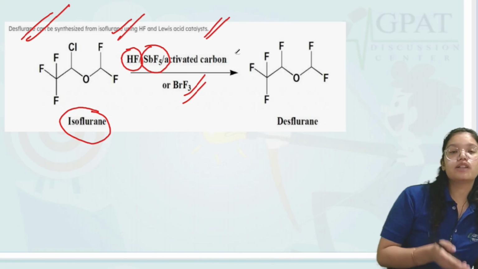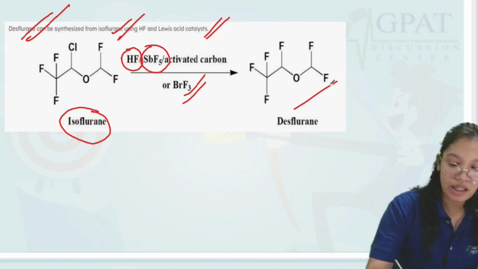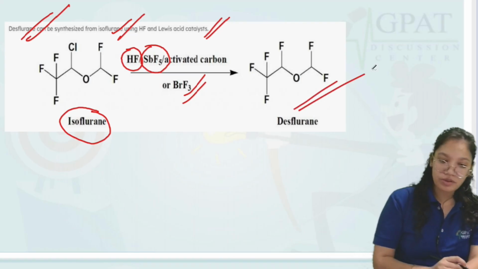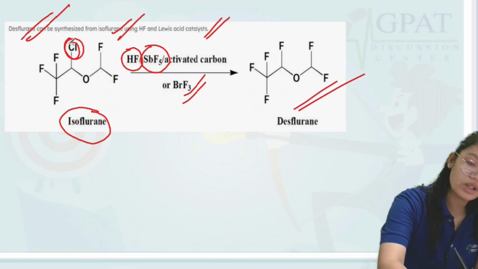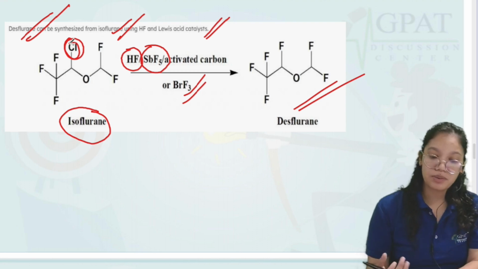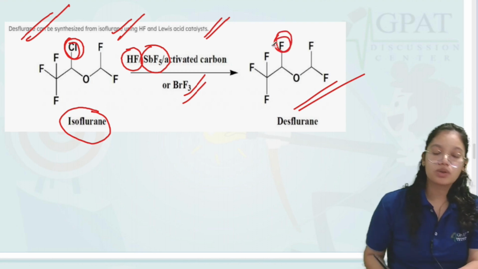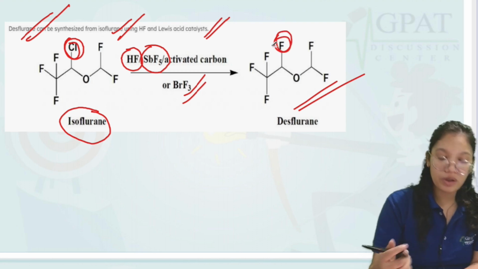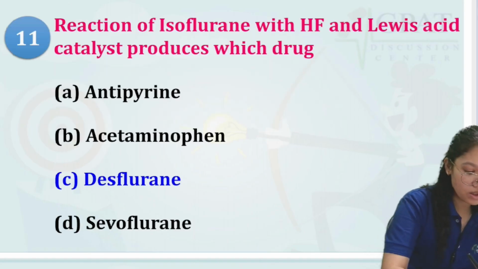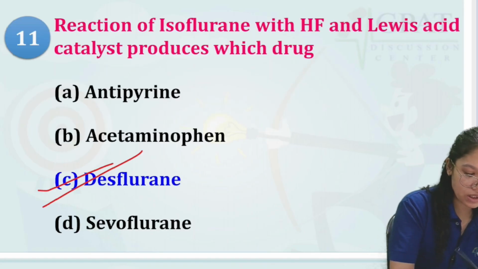Any Lewis acid catalyst we can use, along with HF. So this isoflurane synthesizes what? Desflurane. Okay, the only difference is that instead of a chlorine, that chlorine is now substituted with a fluorine group. So that is our desflurane. Now moving to the next question. So C is the answer.